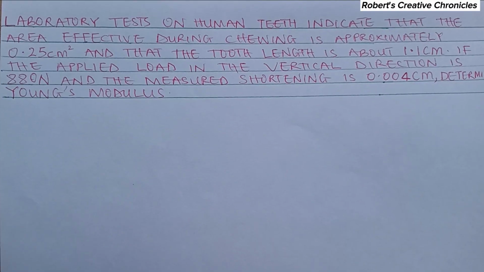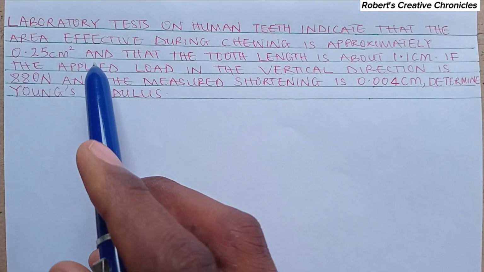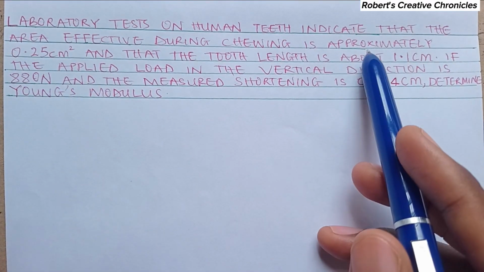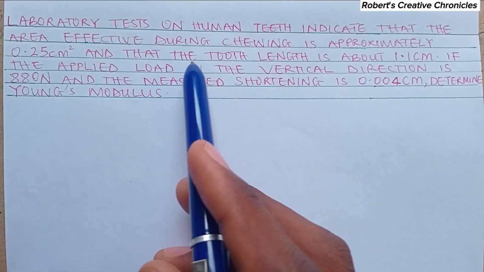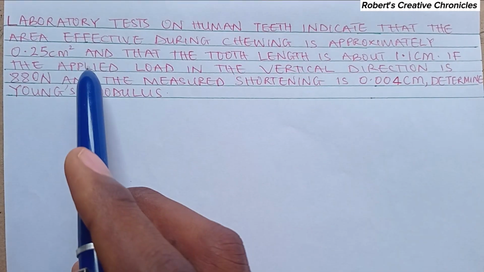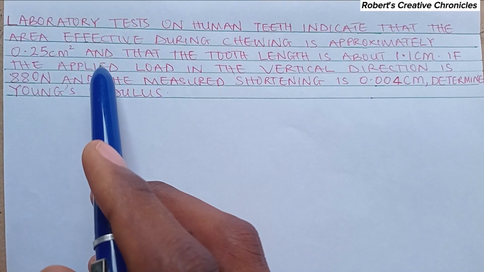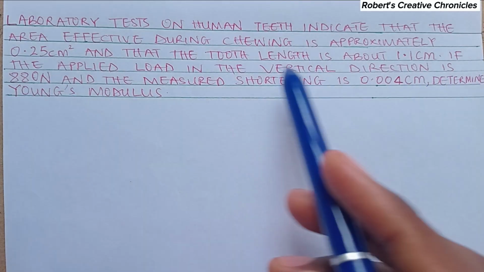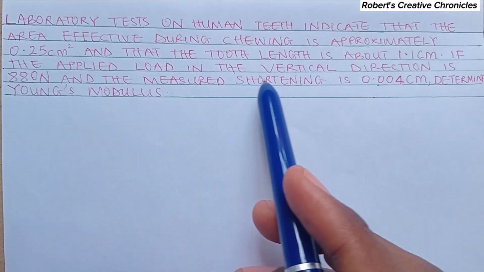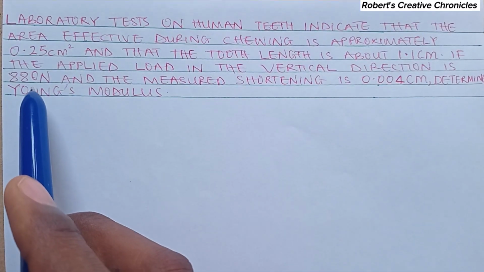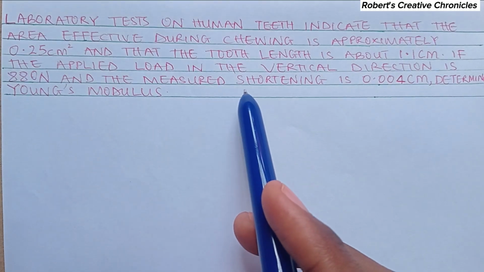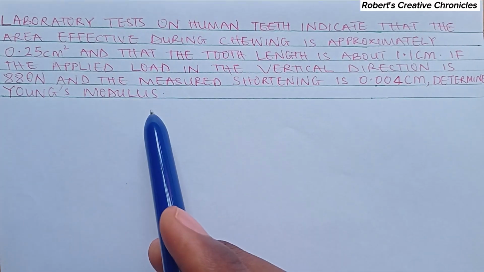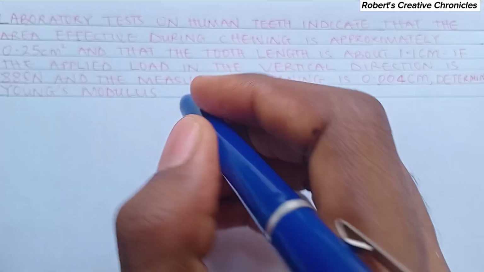So today we'll be solving this question, which states that laboratory tests on human teeth indicate that the area effective during chewing is approximately 0.25 centimeters square and that the tooth length is about 1.1 centimeter. If the applied load in the vertical direction is 880 Newton and the measured shortening is 0.004 centimeter, determine Young's modulus. So solution.